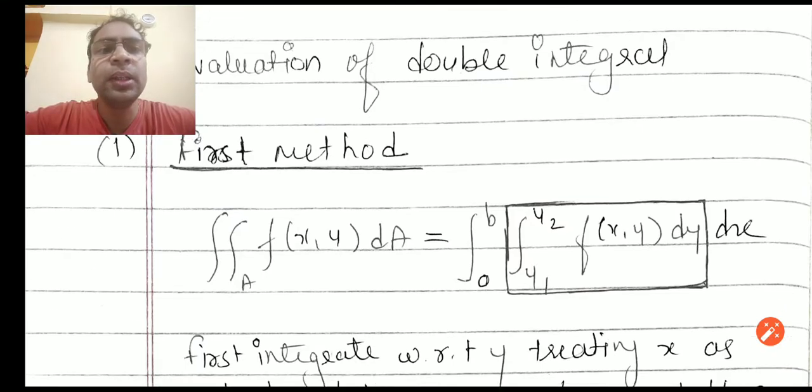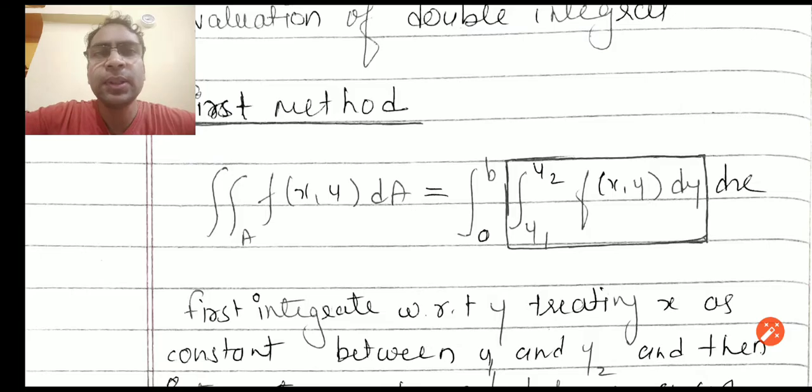So as we can see, the double integral basically is integrating any function twice, once with the variable x and then with the variable y. So there are two methods of integrating a double integral.